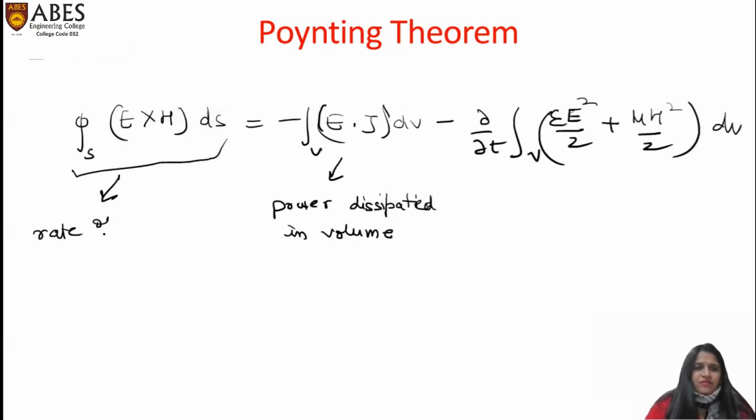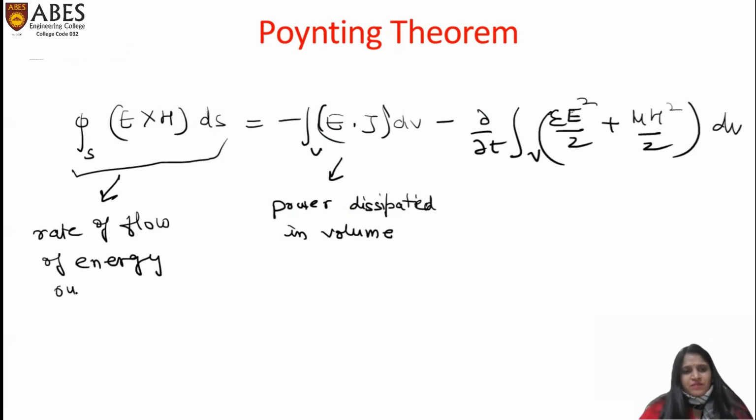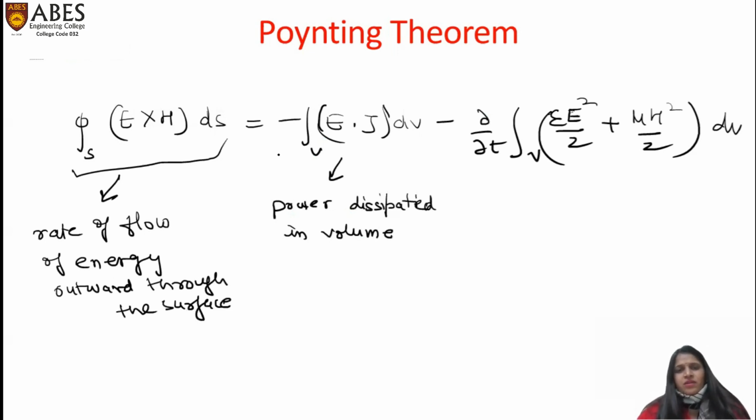Rate of flow of energy outward through the surface, representing the Poynting vector also, E cross H. Okay, and what is this representing? Power dissipated in a volume, because minus sign is there.